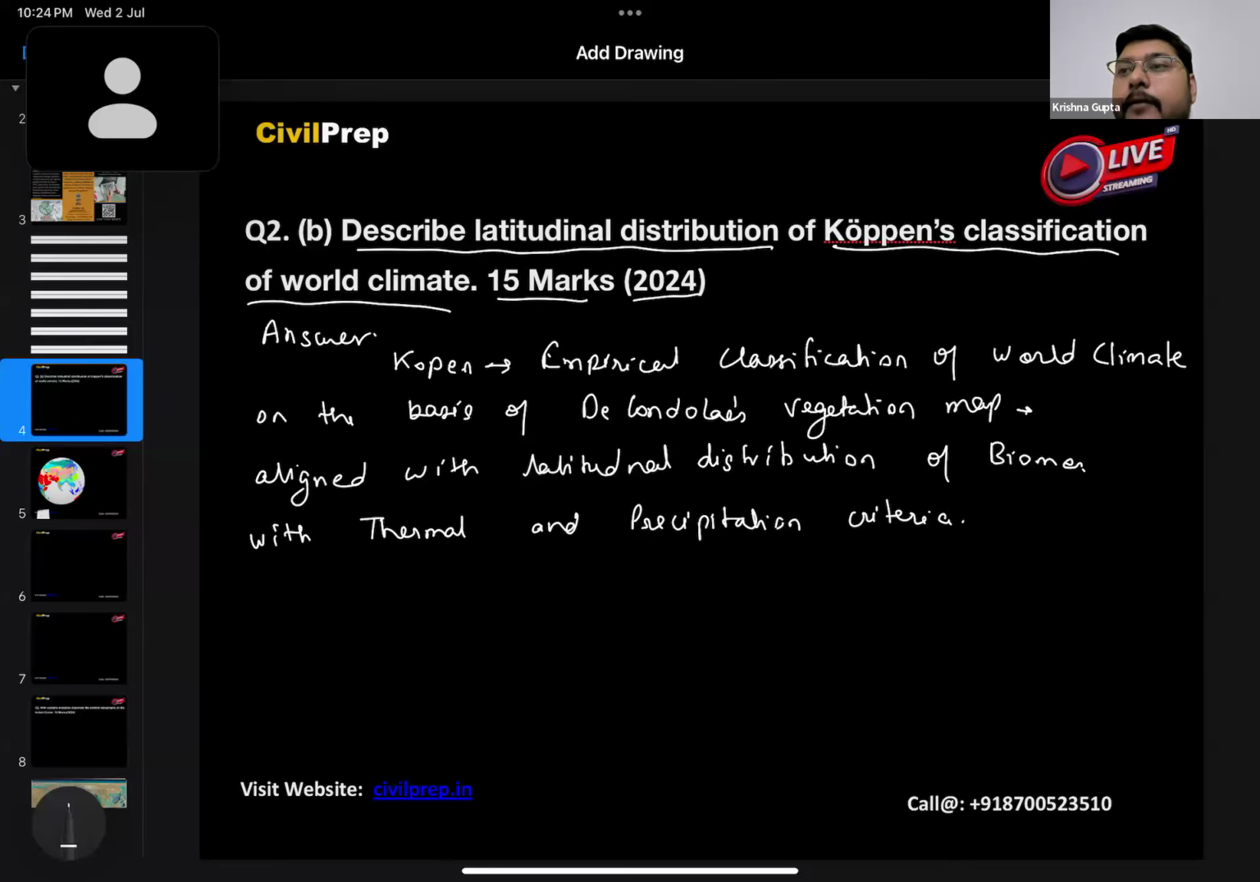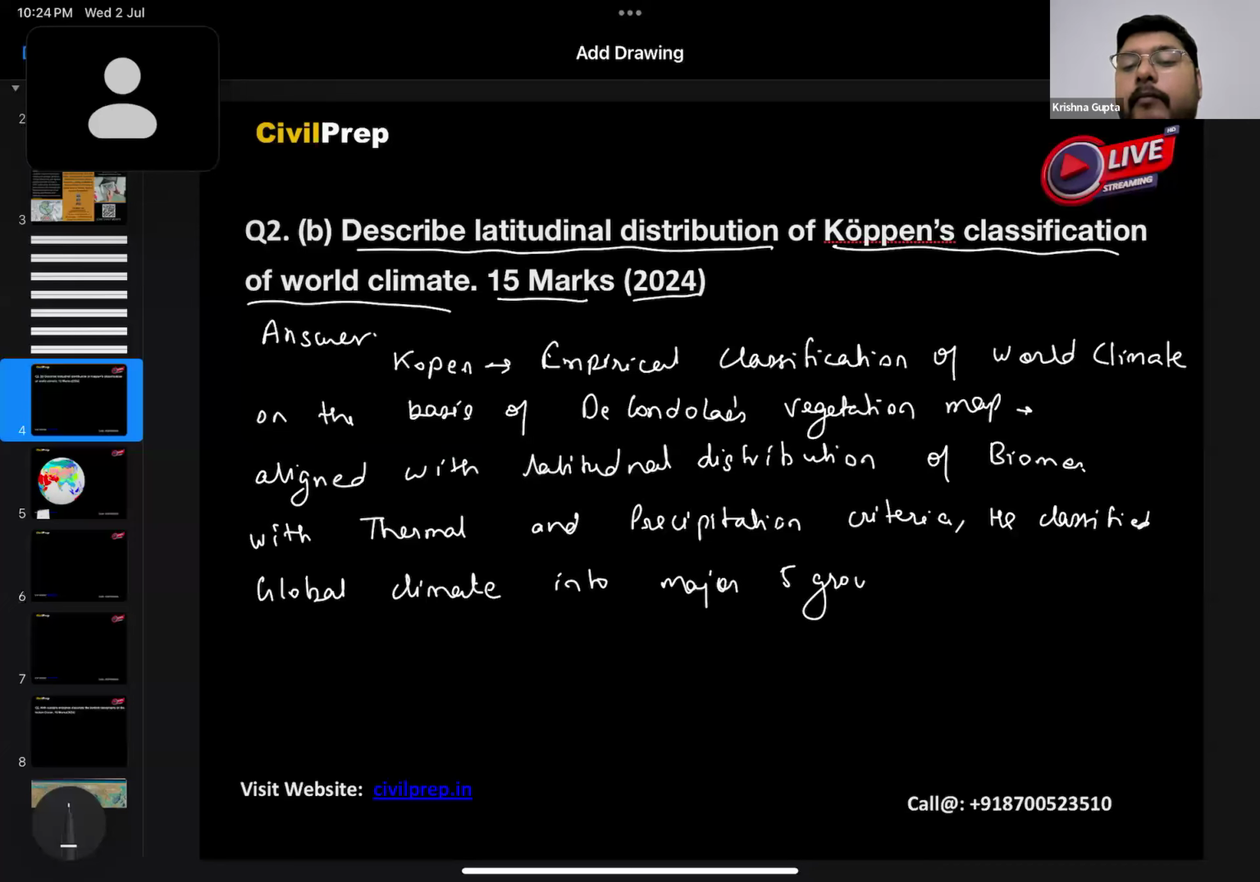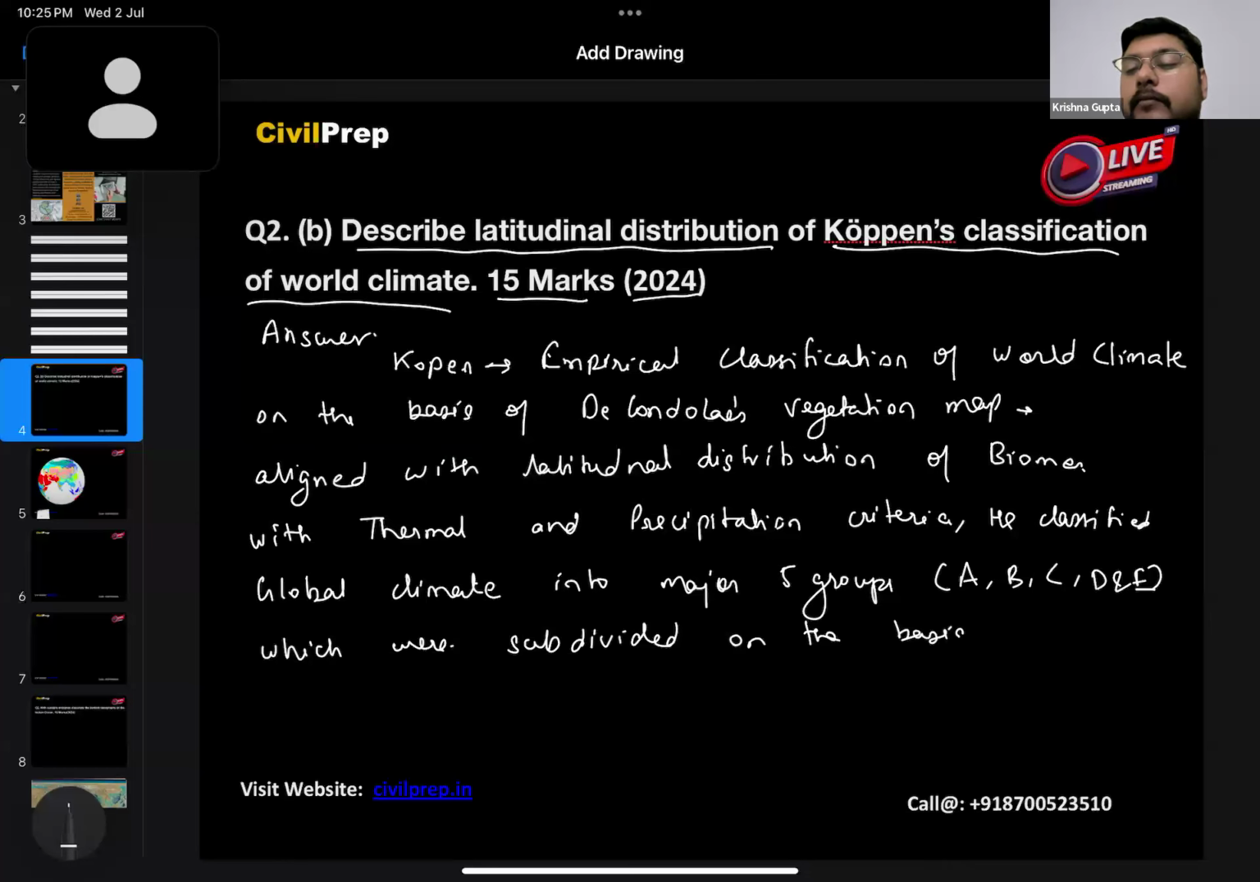Okay, so he classified global climate into 5 major groups, that is A, B, C, D, and E, which were subdivided on the basis of seasonality and precipitation pattern.